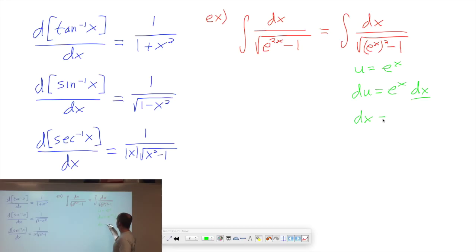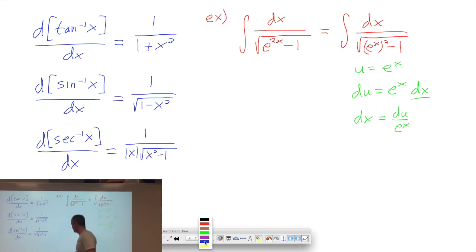dx would then equal du over e to the x. Okay, well now this doesn't help us much. We can't have a mix of u's and x's here. If I put du over e to the x in here, this integral would be a mess.